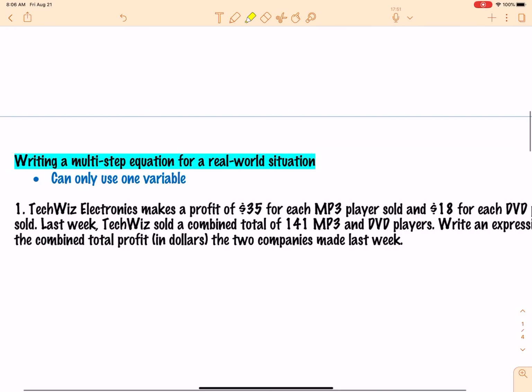So I'll show you guys these. And for today, we're only dealing with one variable word problem. So I'm not gonna have you say, let x equal something, let y equal something. We're gonna come to that at a different point, but we're just gonna use one variable.